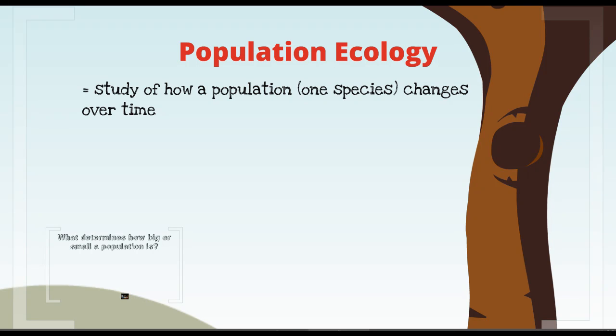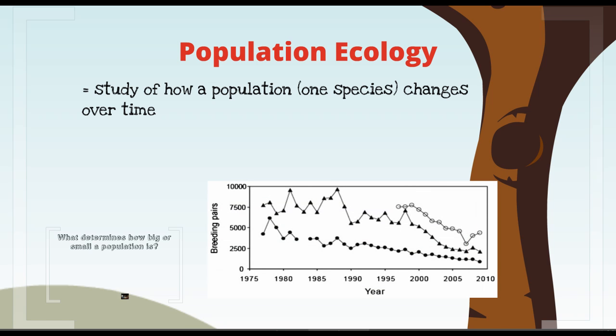So there are ecologists that focus on population ecology and ecologists that focus on community ecology. Population ecologists are going to study how populations, individual species, change over time. And here's just a simple example of some population data. Here we have the number of individuals, here we have time, and we see three different species changing over time.